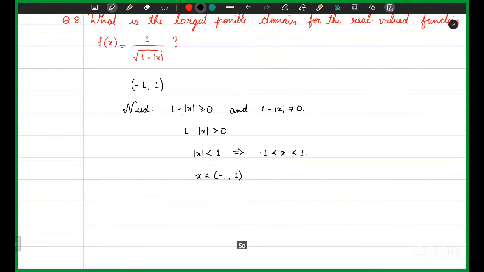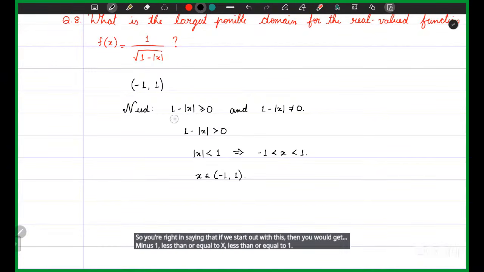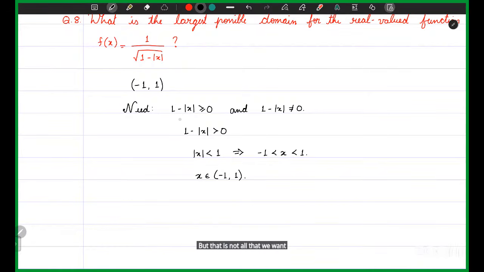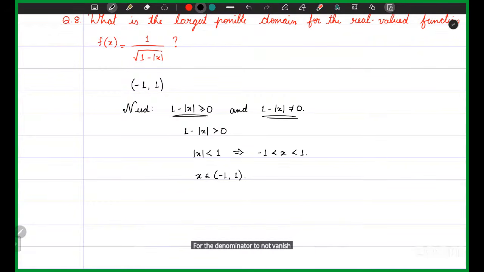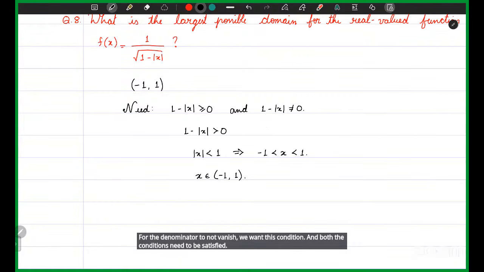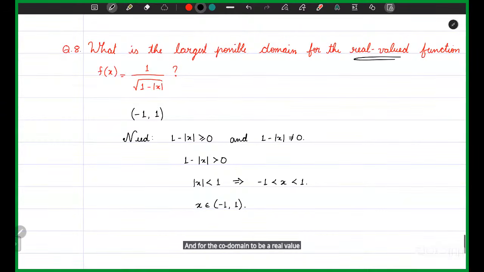So you're right in saying that if we start out with this, then you would get -1 less than or equal to x less than or equal to 1. But that is not all that we want. We want this to be greater than 0 for the square root to make sense, we want this condition. For the denominator to not vanish, we want this condition. And both conditions need to be satisfied for the function to be well defined, and for the codomain to be real numbers. So we want a real valued function.